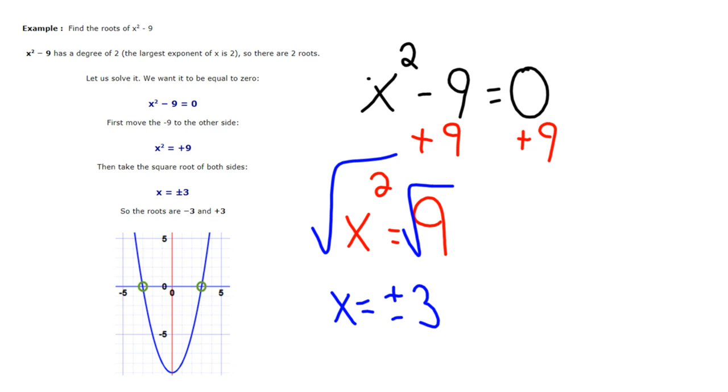You can see that over here. If we graph this function, we will see our 2 roots at 3 and negative 3. This is important to note. That is equal to plus or minus 3, because positive 3 and negative 3 squared are both equal to 9.